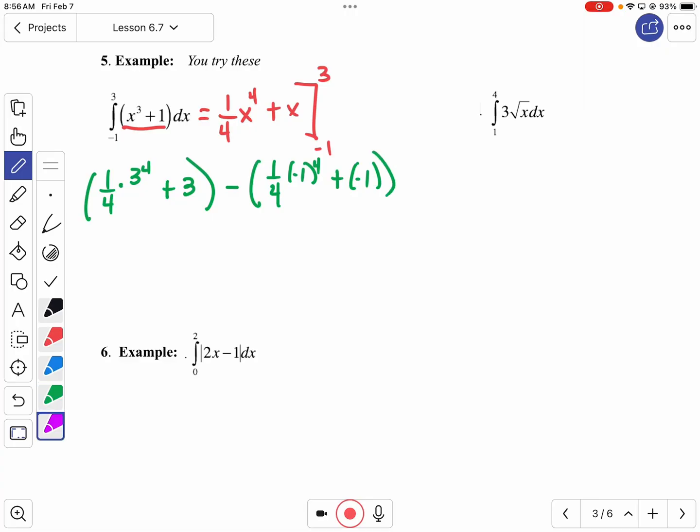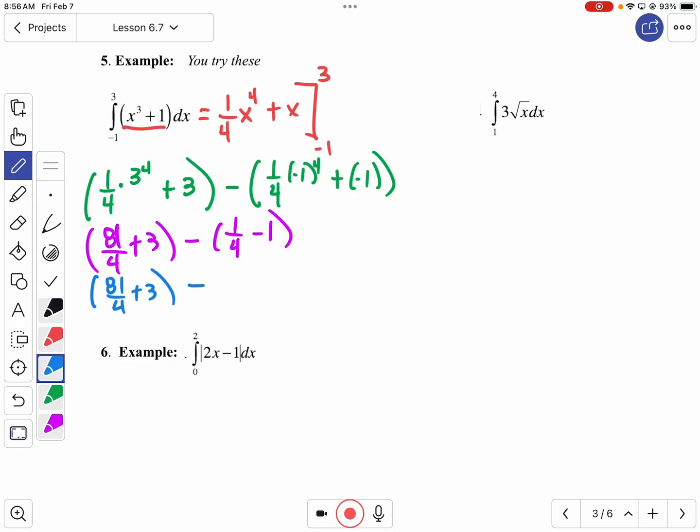All right. So the arithmetic gets a little tricky. 3 to the 4th, is that 81? Yep. 81 over 4 plus 3, minus -1 to the 4th is going to be 1. So it's going to be 1/4 minus 1. So I'm just going to keep doing it. 81 over 4 plus 3 minus 1/4 minus 1. That would be what, a -3/4? Okay. So minus is going to be plus a positive.